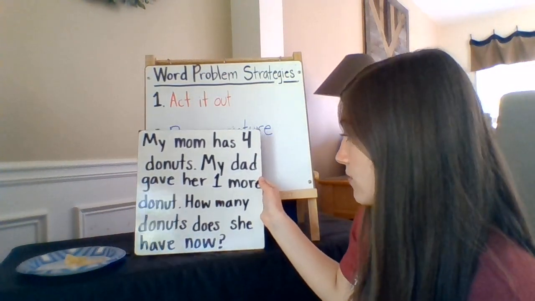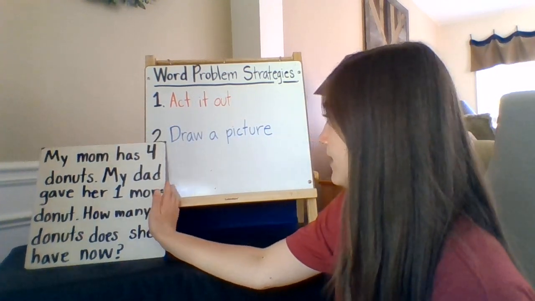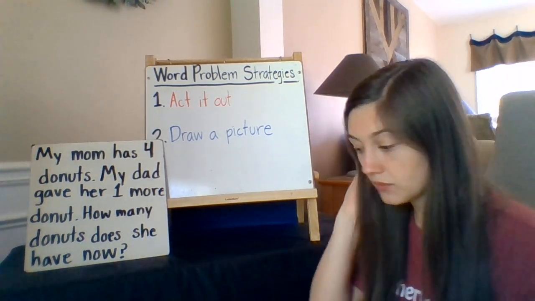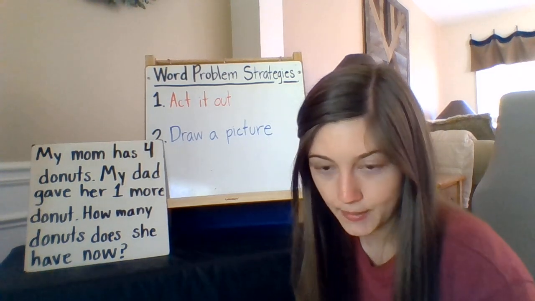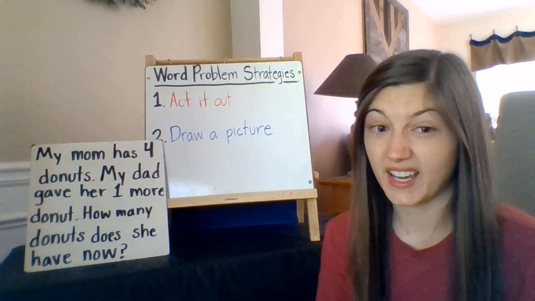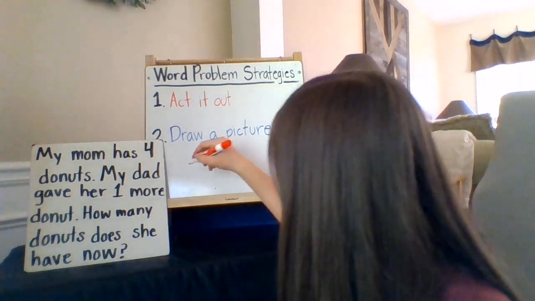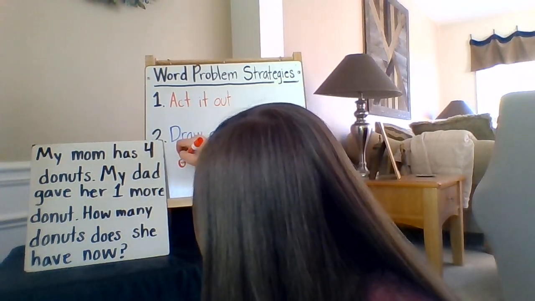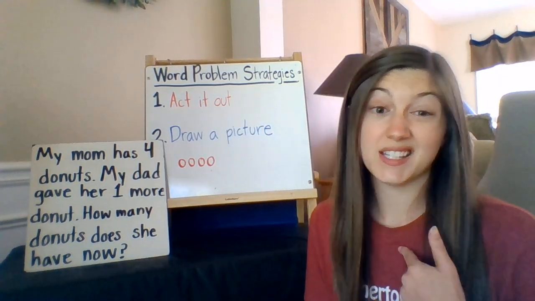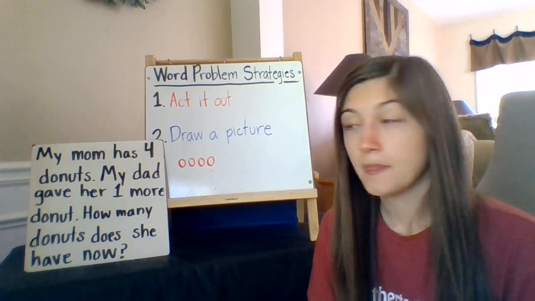Okay, so this is our draw a picture strategy. Let's see, I'll set that right there. Strategy number 2. Okay, so our word problem says, my mom has 4 donuts. So I'm going to draw a picture to represent that. My mom has 4 donuts. So I could draw 4 donuts, or I could draw 4 circles. Whatever is easier for you. I'm going to draw 4 circles because that's easier for me. So my mom has 4 donuts. These are her 4 donuts.